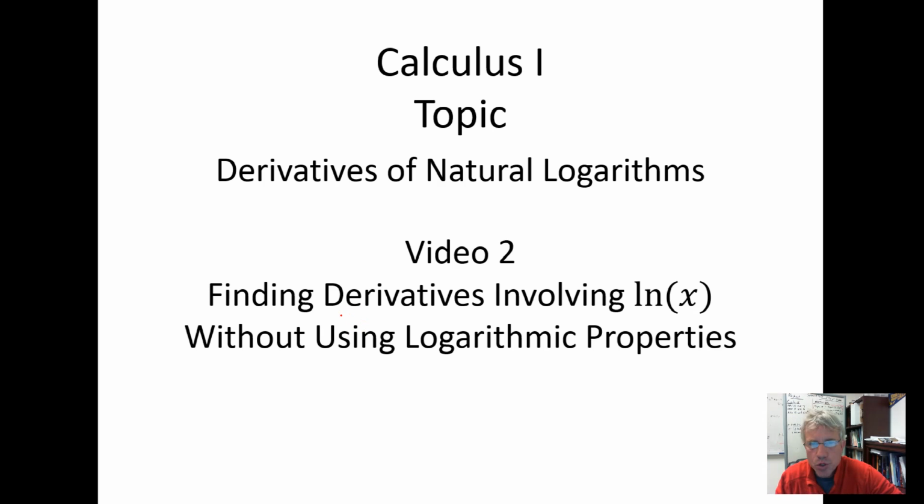So in this video, we're going to show some examples of finding derivatives of functions involving the natural logarithm, and we're going to do it without using any logarithmic properties to simplify the process. In the next video, we'll show how to do derivatives using logarithmic properties.